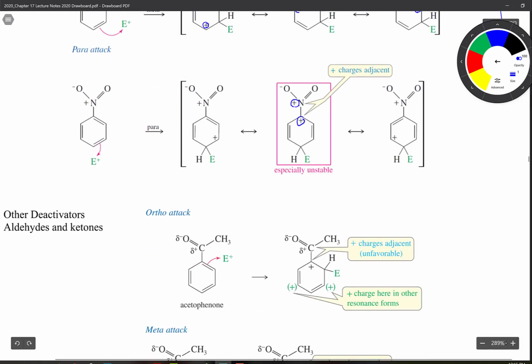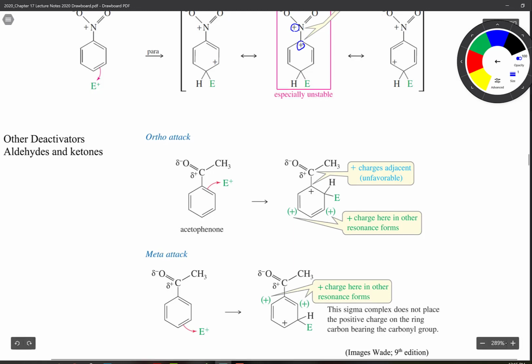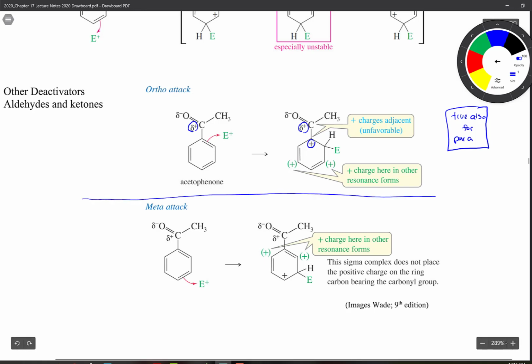Now, this will be true of any substituent that has a positive charge on it, or remember, a delta plus. A lot of times we see delta pluses, for example in carbonyl groups. A carbonyl group is going to have a delta plus here. Having the delta plus and the plus together is still not advantageous. It's a disadvantage to have this attack here. This is true also for the para, in the sense that you get the plus and the delta plus adjacent to each other, not good. Whereas the meta is going to end up having plus charges at positions that are not adjacent. So it's better to attack at the meta position.